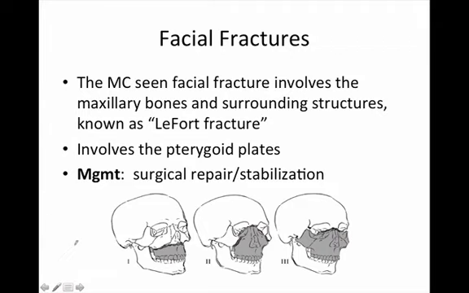So the most commonly seen facial fractures involve the maxillary bones, okay, and then the surrounding structures. Okay, this type of break is known as a Le Fort fracture. So it can involve just the maxillary bone, it can also involve the nasal region and all the way up into the eye region. It can also involve the pterygoid region over here, this part that helps bring up and down, or elevates and depresses, the maxillary bone.